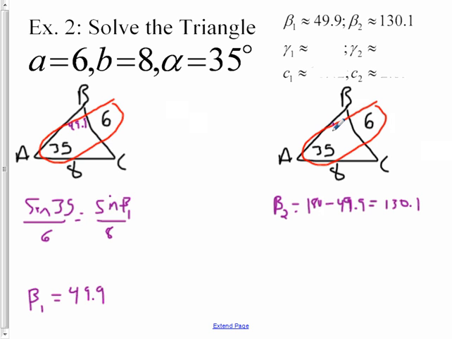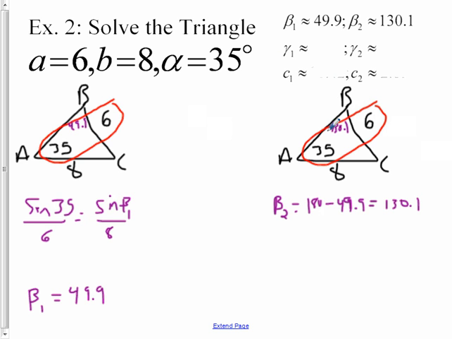Now here, we have to check, is it possible that 130.1 could fit in this triangle? And in this instance, what you'll see is yes. In this case, it does work, because 35 and 130.1 is 165.1. So there's still enough room to squeeze in that little third angle measure.